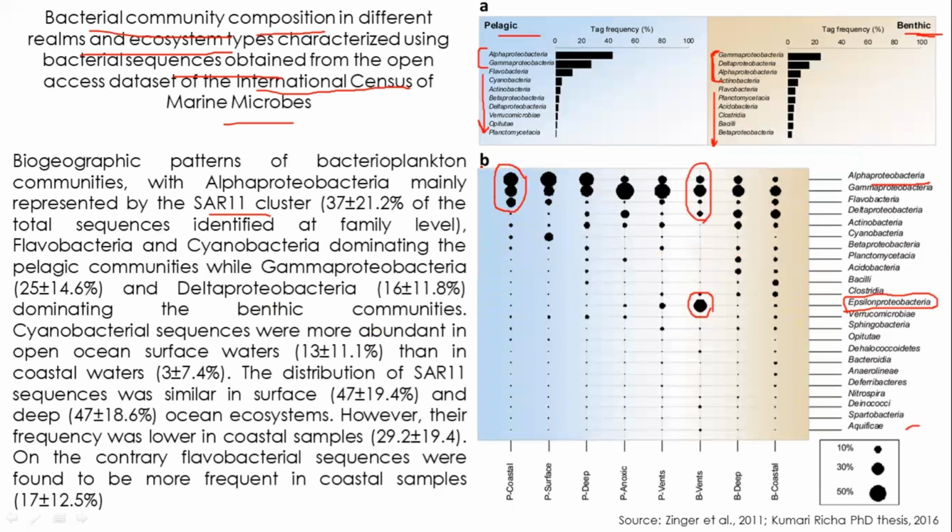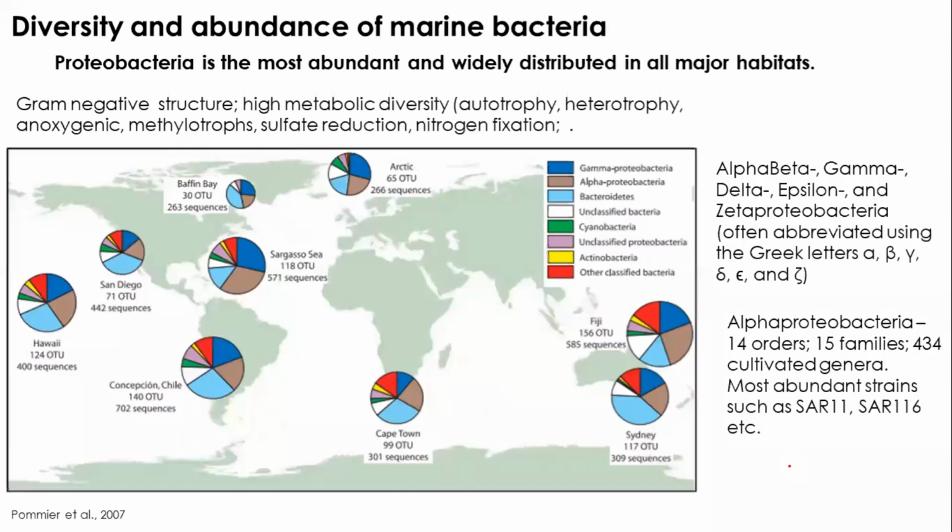there are changes in the bacterial composition from coastal water to surface water to deep to anoxic to vents. So this is pelagic vents, this is benthic vents, this is deep sea, and then again this is benthic coastal sites, right? So that is how it is again proven that bacteria have high alpha and beta diversity.